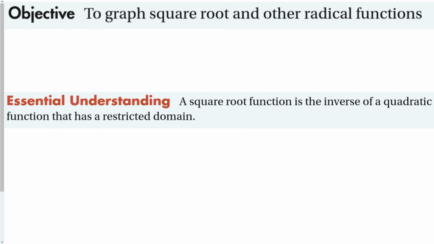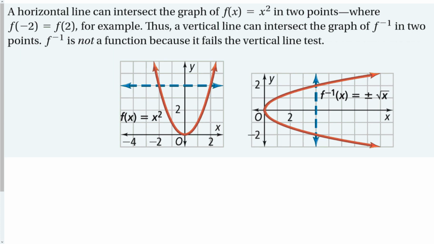Okay, so when we take the inverse of a function, we flip it over the line y is equal to x. But we're also going to have to restrict the domain so that we actually get a function. If we see a parabola here, we can draw a horizontal line that crosses the graph in two places. So that means if we were to flip this function across the line y is equal to x, it would now not be a function anymore because it would fail the vertical line test.